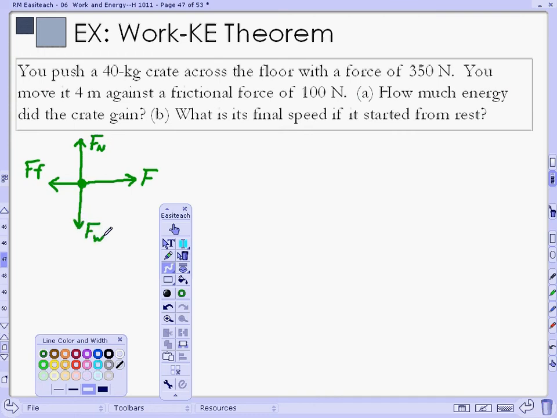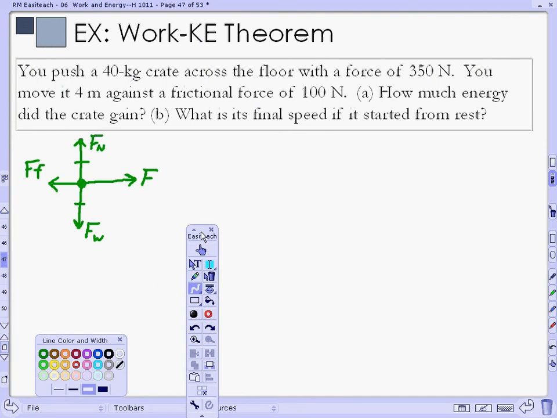However, I should note that if you were given a coefficient of friction, instead of just the force of friction, then you would need to calculate it, and then you would need the normal force, and you would need to use the fact that it was equal to the weight. However, in this situation, I made the problem easier, and I just gave you the frictional force of 100 newtons right there.